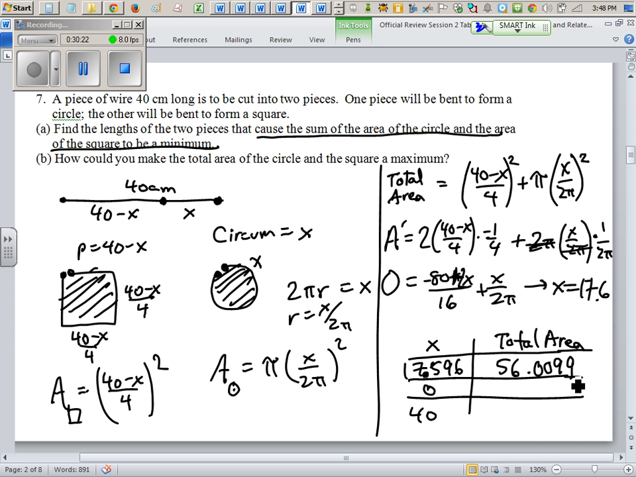And then if you plug in 0, I don't need a calculator for that. If I plug in 0, that's going to give me 1600 over 4, or just 100. And then this part is gone. So this is just 100. If you plug in 0, you get 100.